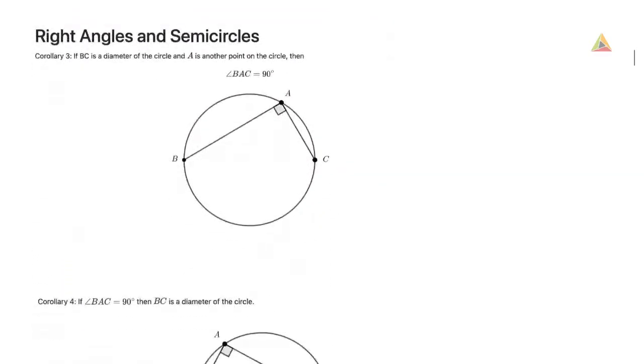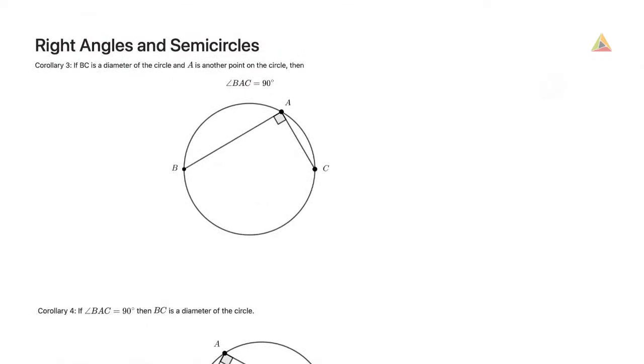So now we're moving on to right angles and semicircles. The first thing we're looking at is Corollary 3. A corollary is something that has already been proved. So if BC is the diameter of the circle, and A is another point on the circle, then they're saying the angle BAC, so we look for the letter in the middle, the angle BAC is 90 degrees. So let's look at this. If BC is the diameter of the circle, so if we were to draw a line from B to C, that's a diameter clearly, and A is another point on the circle, which is here, then they're saying the angle BAC is 90 degrees, and it's evident there by the sign for 90 degrees.